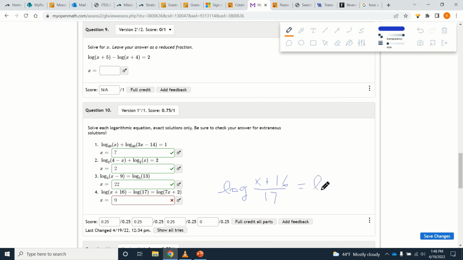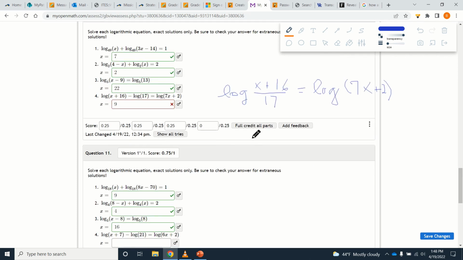And remember, this one we're not going to do the circular rewrite on because we have logarithms on both sides. And it doesn't matter what our logarithm is here because our second step now is to just drop the logs. So this becomes x plus 16 over 17 equals 7x plus 2. And then we solve from there. And of course, just like we did in the ones above, we're going to multiply by 17 just to get rid of the fraction, and we're going to solve that equation.